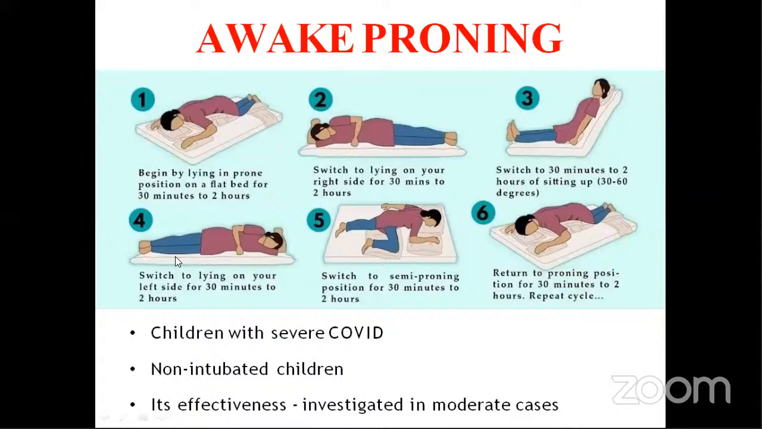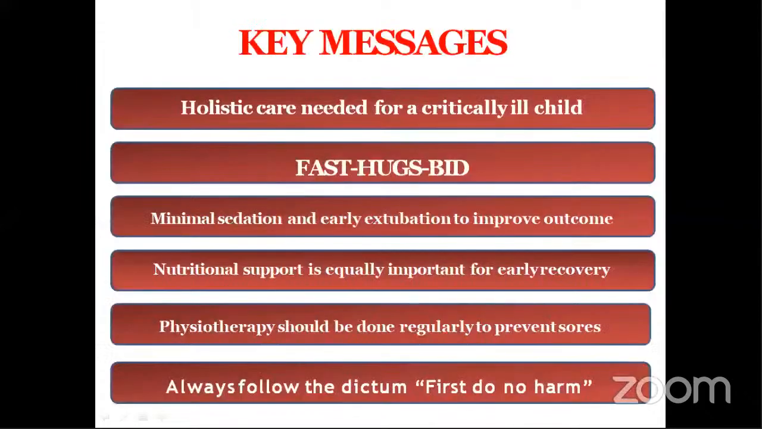It begins by lying in prone position on a flat bed, followed by lying on the right side, then sitting up, then lying on the left side, then semi-proning, and then returning to the proning position. Each position is practiced on a flat bed for at least 30 minutes to 2 hours. At the completion of these 6 stages, the cycle can be repeated.